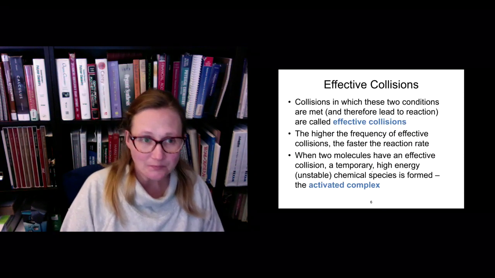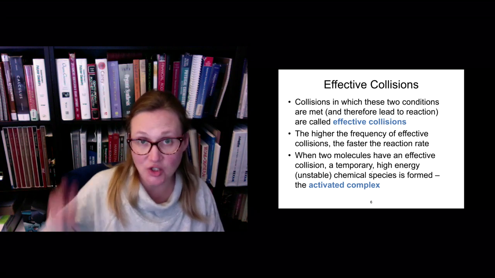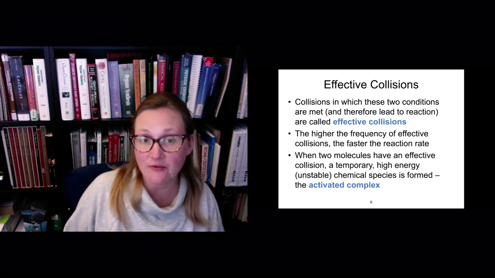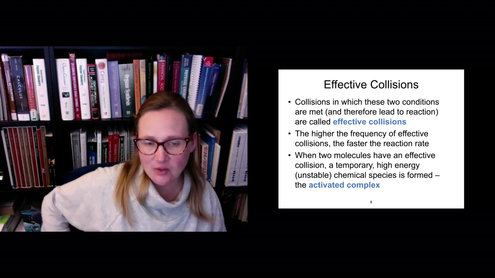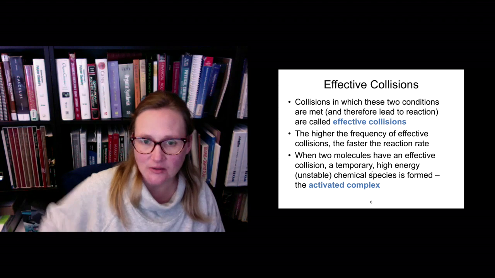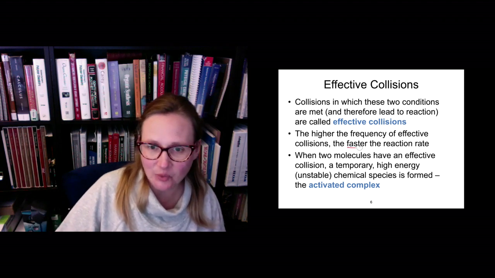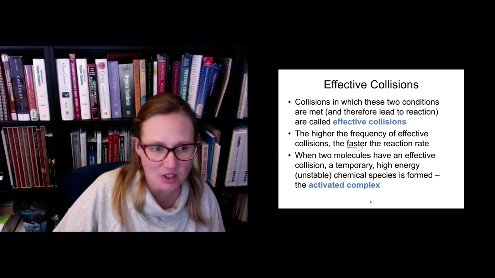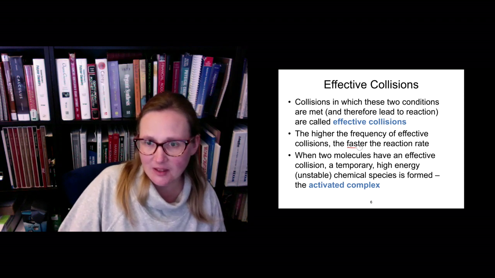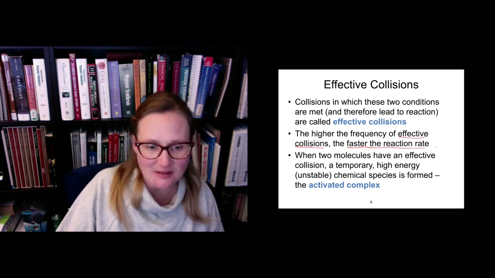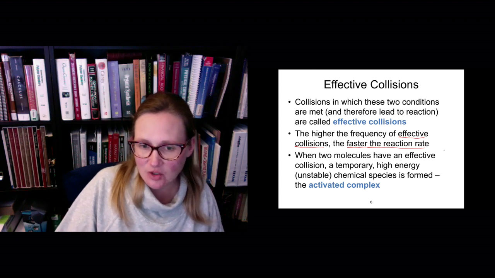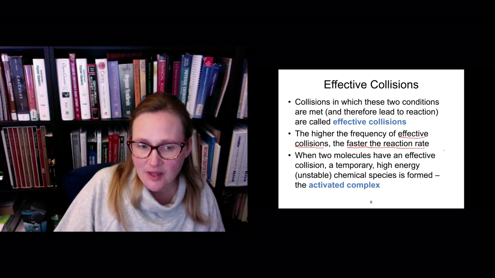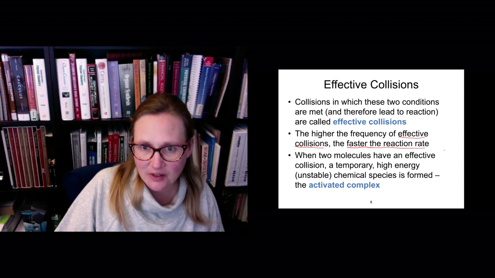Collisions in which these two conditions are met are what's called effective collisions. Effective collisions are the ones that make product. So the higher the frequency of effective collisions, the faster the rate. The more effective collisions there are, the faster the rate. That should make sense. If two molecules have an effective energy, then they form an activated complex.